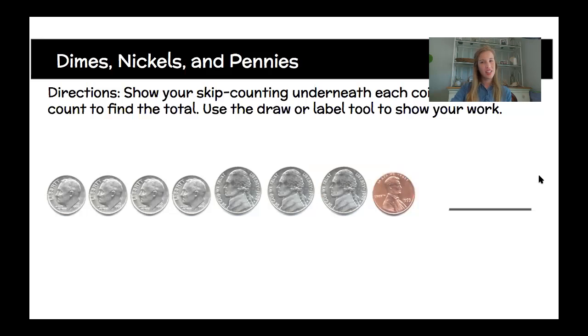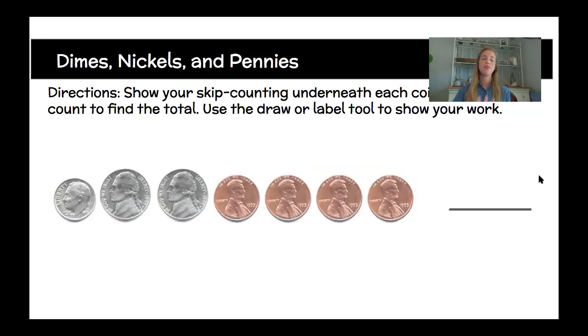All right, our very last problem that we have today is number 3. Please go ahead and count the coins on your screen in front of you and write the answer or the value of the coins beside number 3 on your paper or whiteboard.